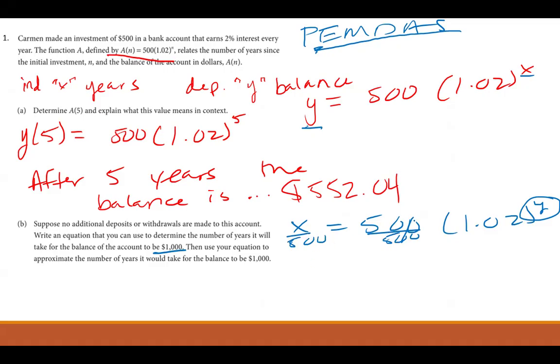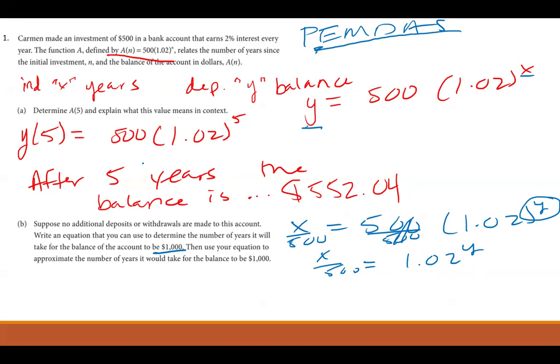So now we're left with x divided by 500 equals 1.02 to the y. As we're working backwards, we're at the E in PEMDAS, exponent. How can I set an exponent free? Well, this is an exponential. What is the inverse of an exponential? What would I use as the inverse? Log. I'm going to use log as the inverse here.